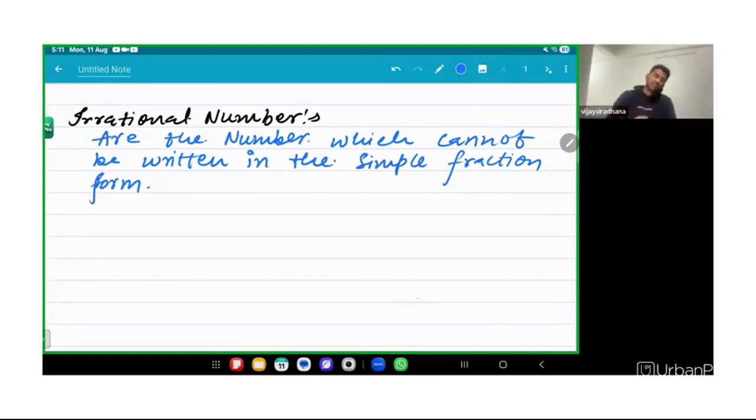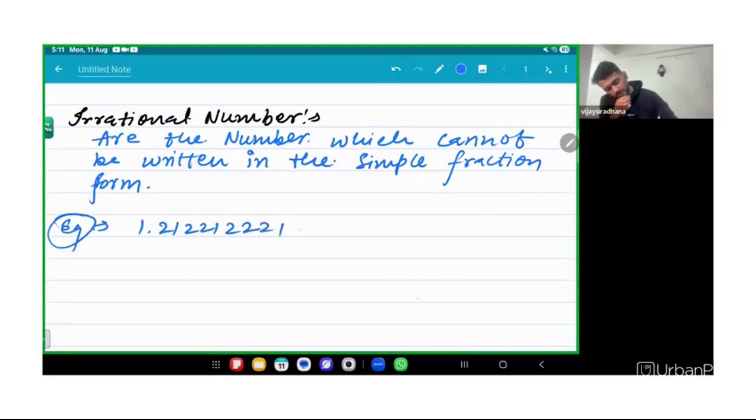Now, if anyone asks you to name some examples of irrational numbers, they are numbers which cannot be written in simple form. Example number one: 1.21, 221, 22221, 22221, and it will keep on going. So you cannot write this in simple fraction form, right?